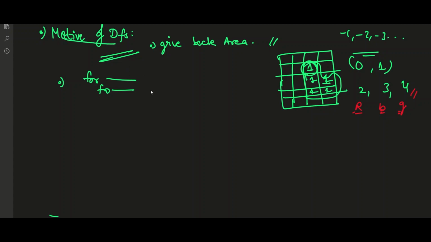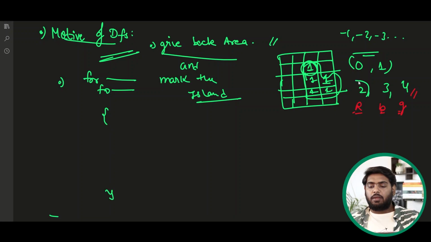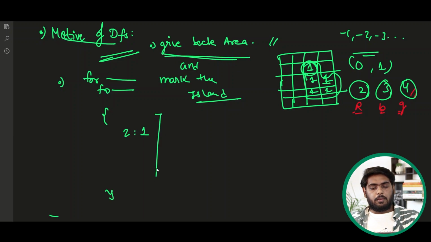So now what is the motive of your DFS? The motive of your DFS is to give back the area and mark the island. And what you have to do after that is maintain a hash map. Inside that hash map, you are going to have these marks that you have put on your islands as keys, and corresponding to that, whatsoever area it has. You would be able to make this hash map easily. So this is the first part of the question. We are just creating the utility that will help us solve the question further.